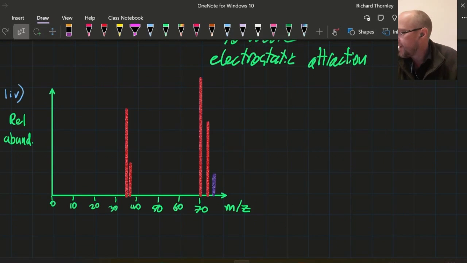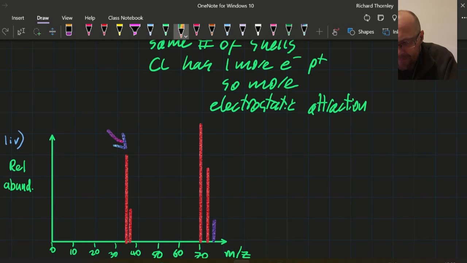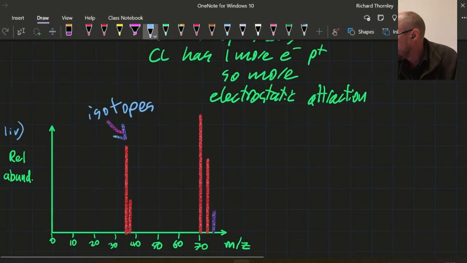Okay, next up, 1IV. Why are there 2 peaks? Well, the 2 peaks are isotopes, aren't they? These ones here. The IB examiners complained that people said isomers. No, isotopes. Atoms with the same number of protons, different numbers of neutrons. Isomers. Atoms, molecules with the same formula, different structure.